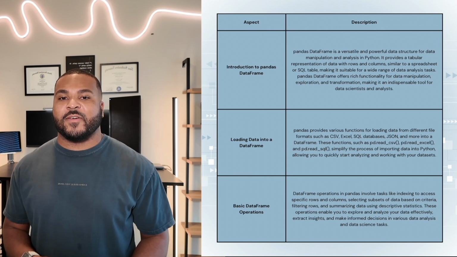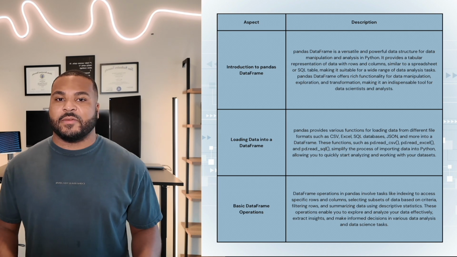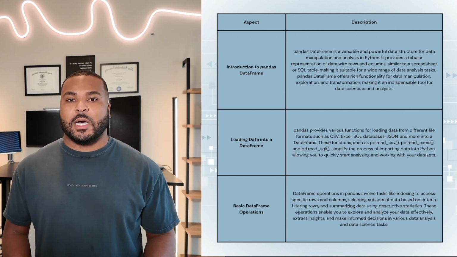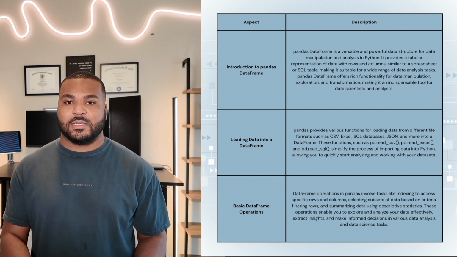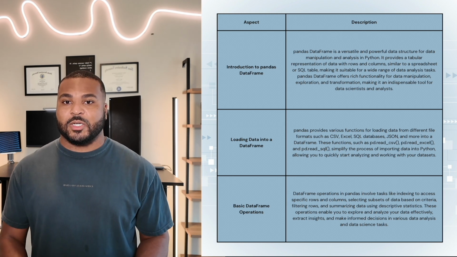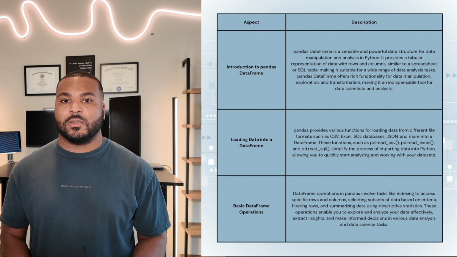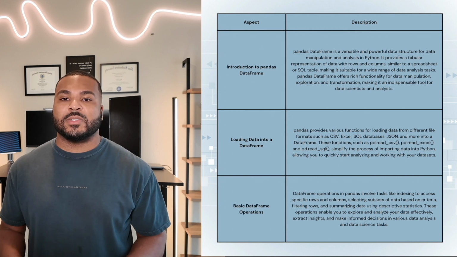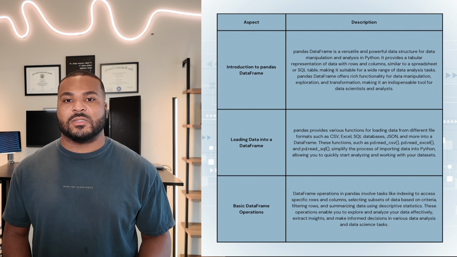So the Pandas data frame is a two-dimensional labeled data structure with columns of potentially different types. It is similar to a spreadsheet or SQL table with rows and columns and offers powerful capabilities for data manipulation and analysis. Data frame is the primary data structure used in Pandas and is widely used in data science, machine learning, and statistical analysis tasks. Pandas data frames provide a flexible and intuitive interface for working with structured data, enabling tasks such as data cleaning, transforming, aggregating, and visualization.